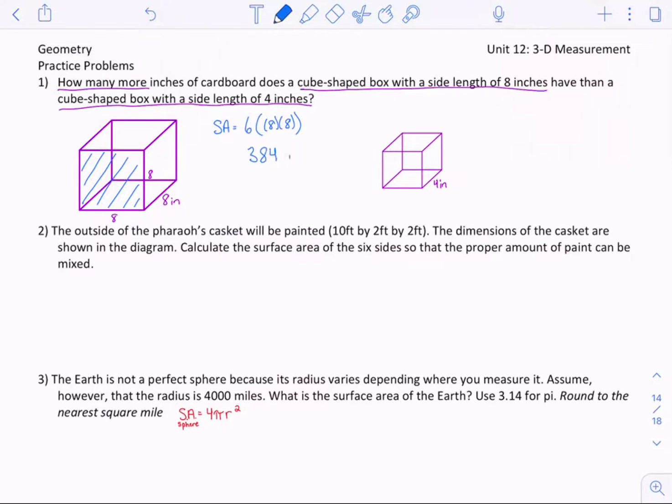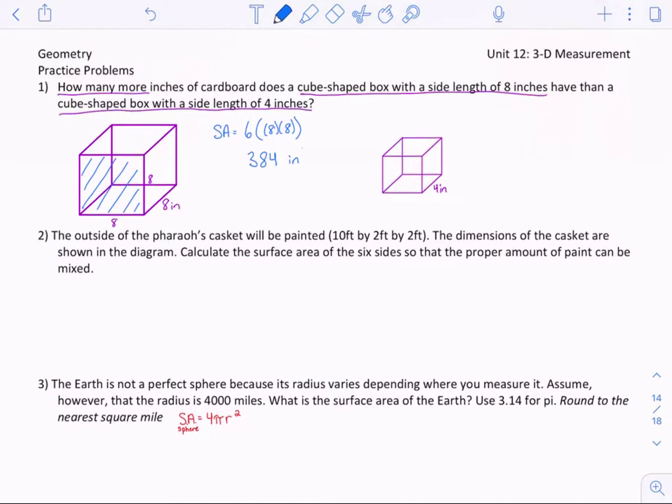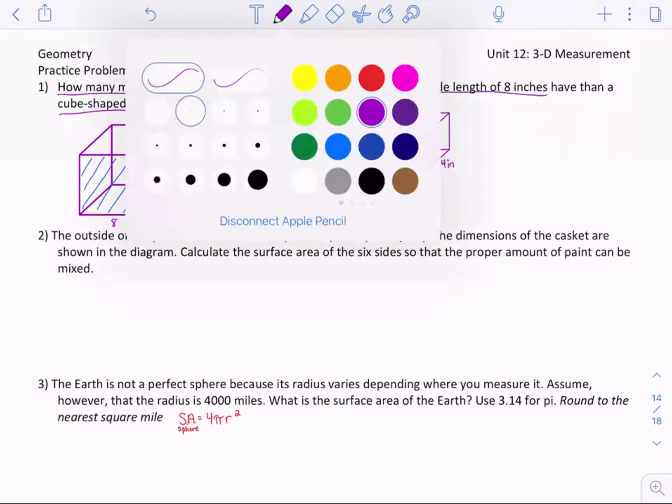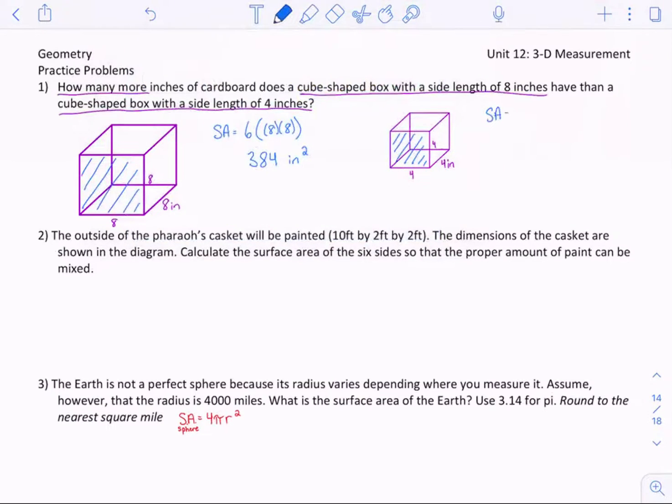Now, this is inches what, though, if I found the surface area? So area is always squared. Volume is cubed. So we're going to do the exact same thing for the smaller cube. So it's going to be 6 times 4 times 4. 4 times 4 is 16. And 16 times 6 is 96. So the final surface area is 96, Miss Murphy? 96 square inches. Great.